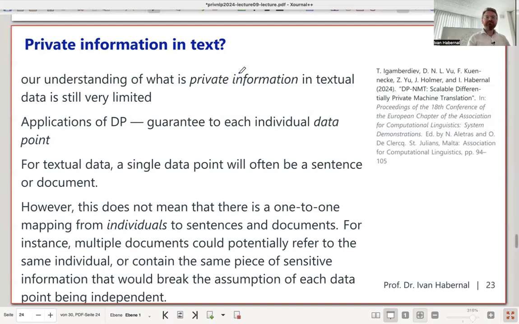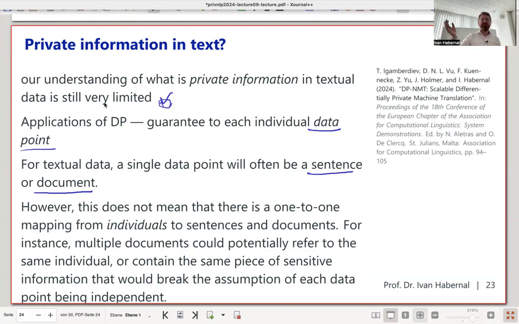The thing is that it's not really clear, because in the application of differential privacy, we guarantee that each individual data point is protected. As we saw today, for textual data, a single data point will often be a sentence or a document. So we have, I don't know, one sentence in machine translation, or one post in this Reddit forum, or one document in sentiment analysis.